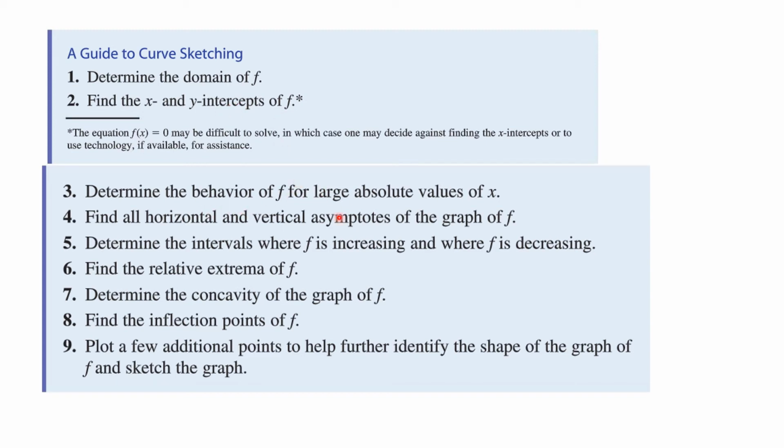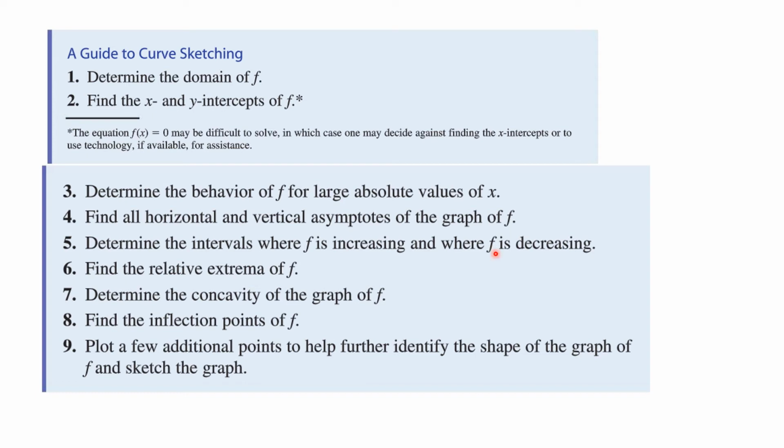We determine the behavior for large absolute values of x. In your pre-calculus, you called that the end behavior. Here in a calculus course, you would call that the limit as x tends to infinity and the limit as x tends to minus infinity. We would also find the horizontal and vertical asymptotes. We've talked about that here.